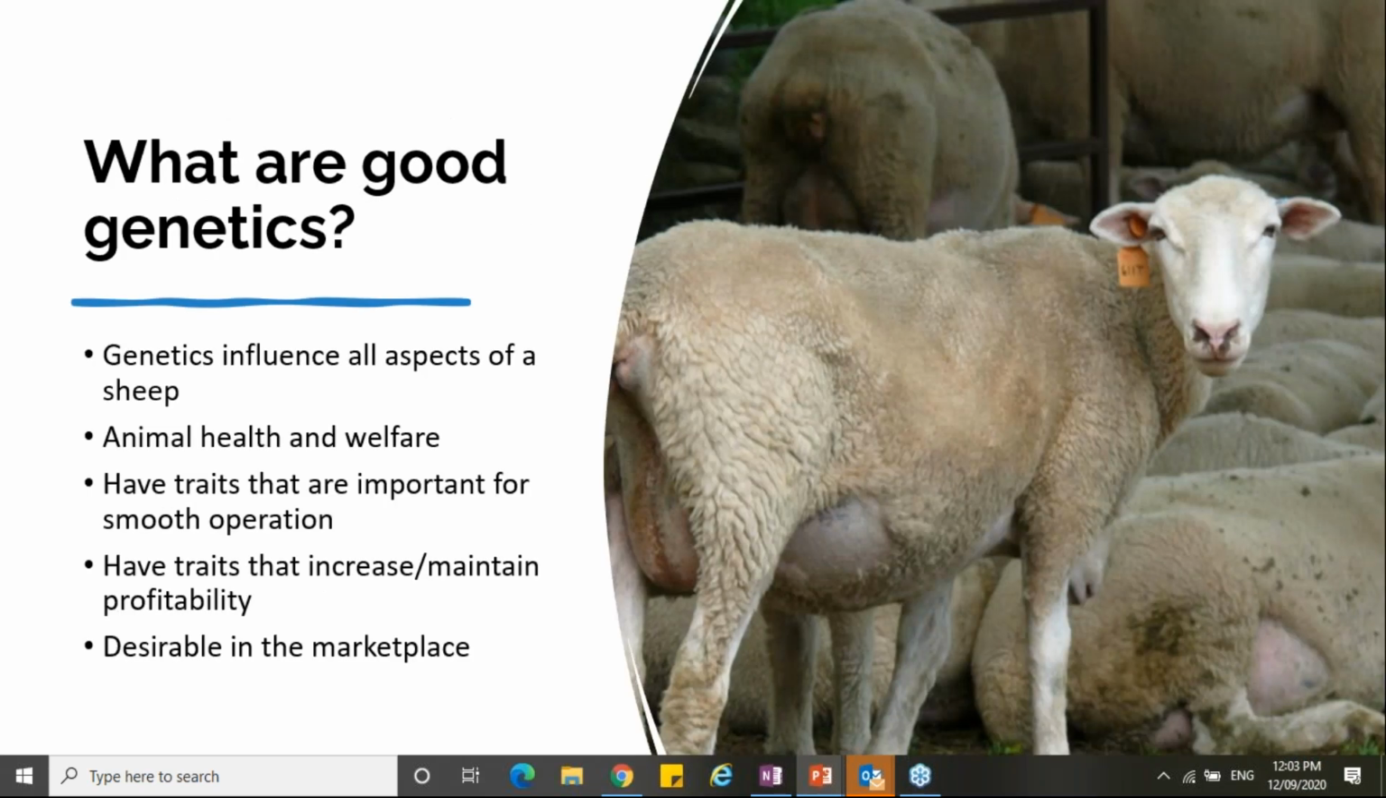So let's start with what exactly are good genetics. Genetics influence all aspects of a sheep, but what is good? To some degree, this is kind of like asking what traits make the best family. There's no one right answer. It's going to depend on what you're asking the animals to do and in what environment. But in general, you want traits that promote good animal health and welfare, traits that are important for success of the production system that you're using, traits that increase or maintain profitability, and traits that are going to be desirable in the marketplace for whatever you're selling.